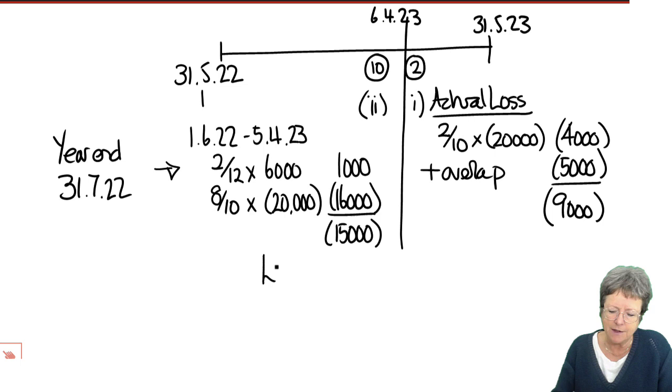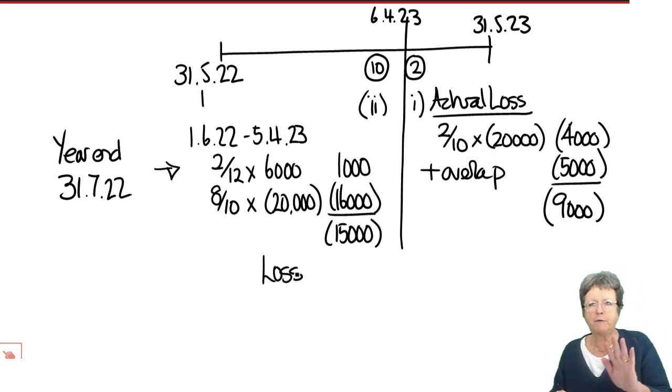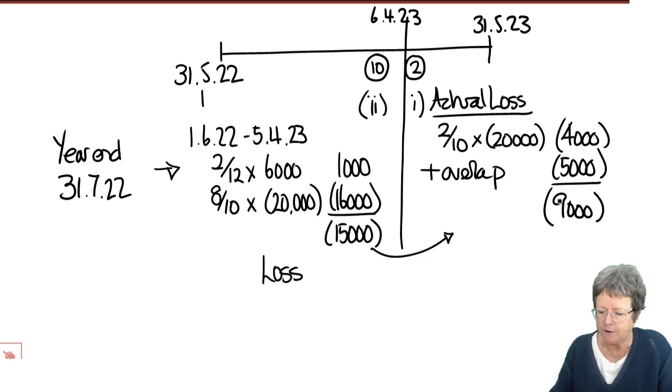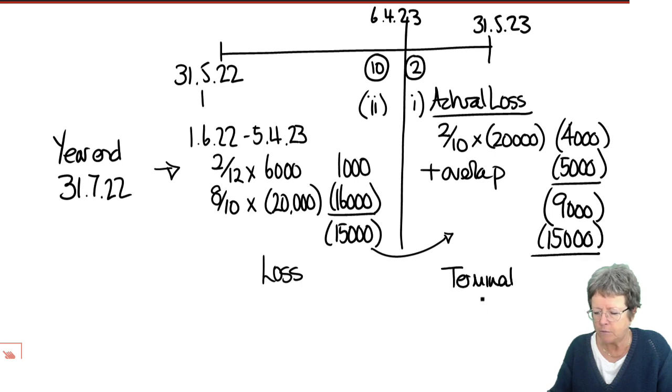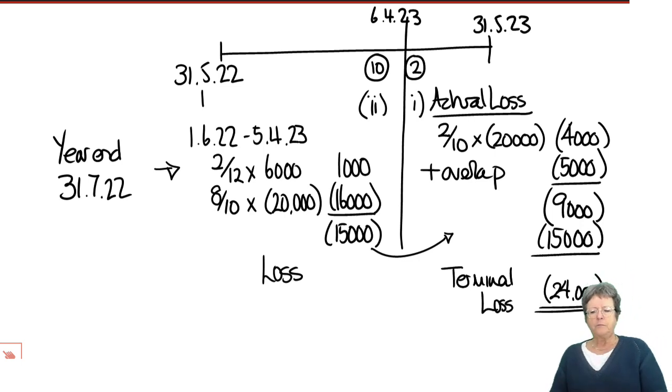Now, because this is a loss, if it was a profit, remember, we had to ignore it. Because it's a loss, we add it in here. So we have a terminal loss of 24,000. That would be an acceptable answer in an exam.